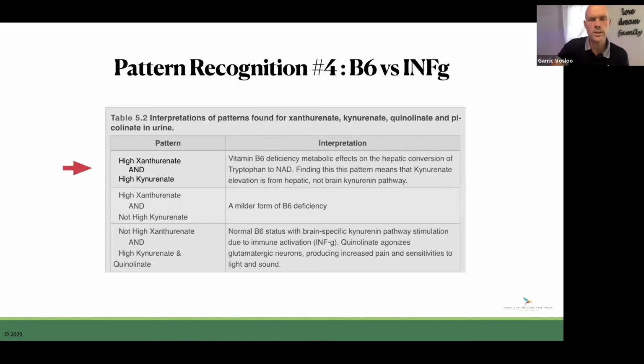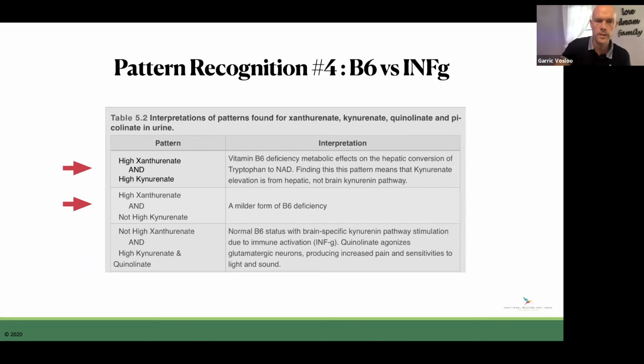And what we're going to first look at is a high xanthurenate and a high kynurenate. So this is going to be a clear vitamin B6 deficiency. And then you can look at high xanthurenate and not a high kynurenate. So that again is going to be a milder form of B6 deficiency.